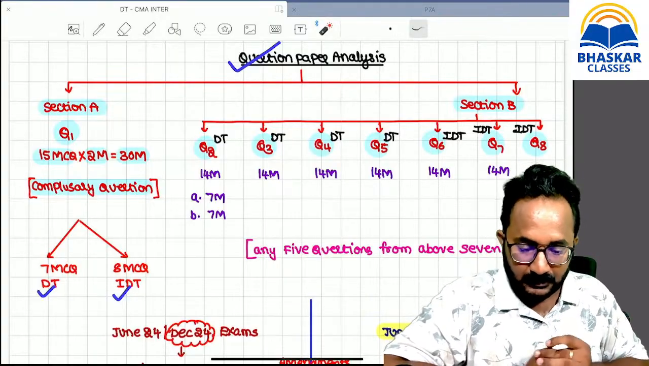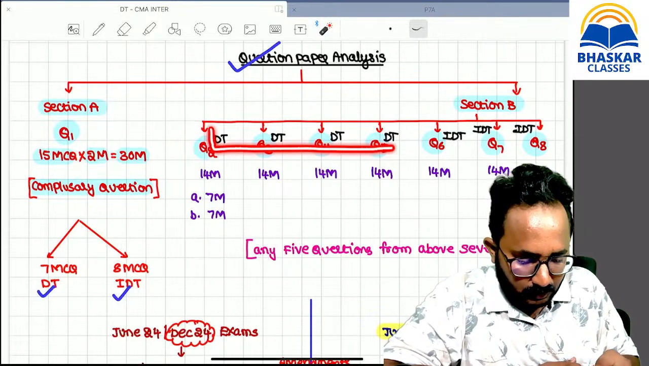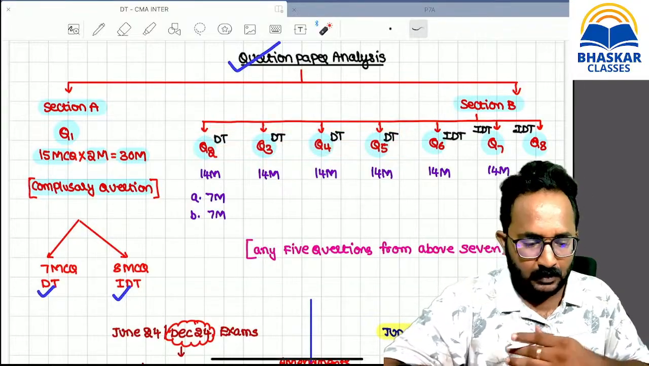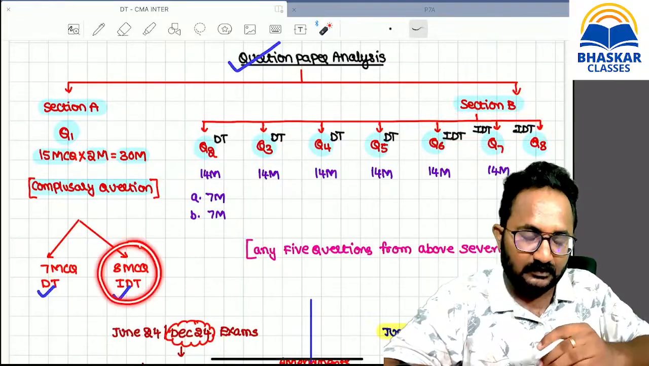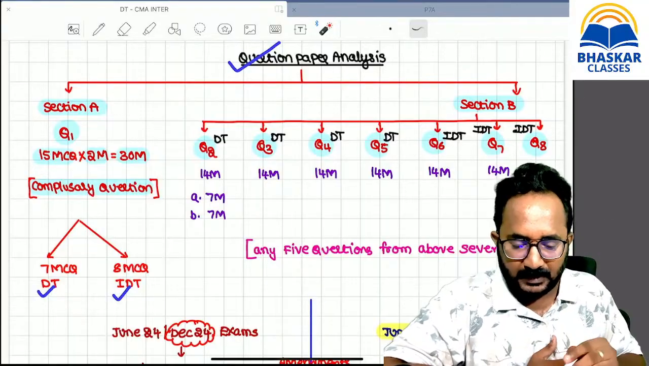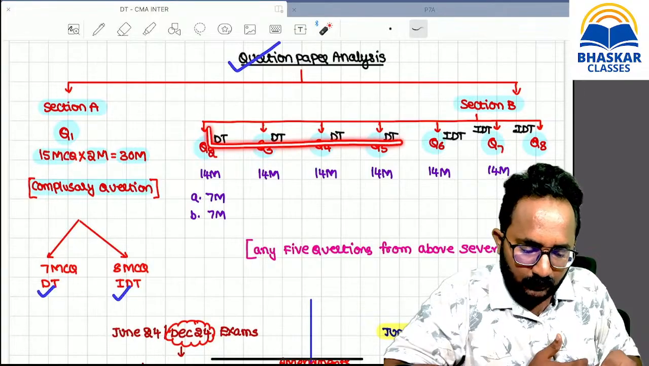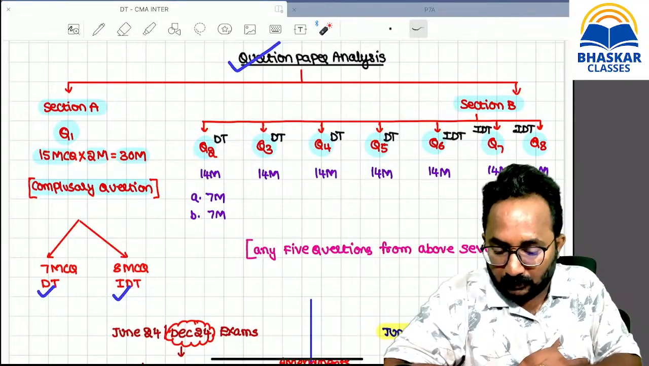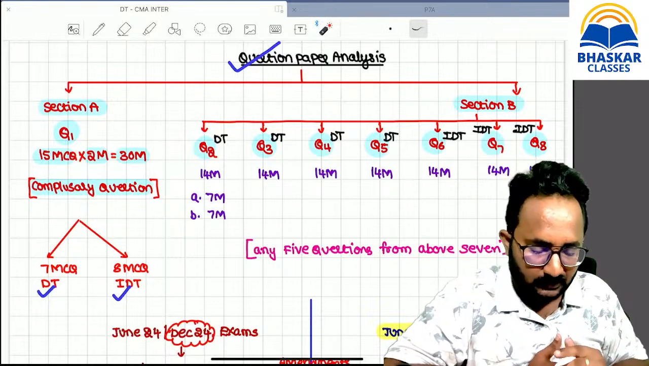Sir, how many questions can we get from direct tax? Question number 2 to question number 5, definitely we can get from direct tax. So in indirect tax, we have only 3 questions. That's why they have given more weightage to the MCQs for indirect tax. So if you open your question paper, question number 2, 3, 4, 5 are always from direct tax only, and the first 7 MCQs are also from direct tax only.